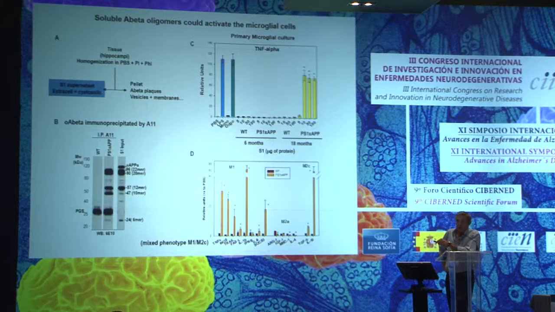These soluble A-beta species can be purified using specific anti-oligomer antibodies. There are many different oligomeric forms exclusively at late ages, and this soluble A-beta can stimulate the microglial cells in vitro. These stimulated microglial cells in vitro display a mixed phenotype, M1 pro-inflammatory and M2c anti-inflammatory.